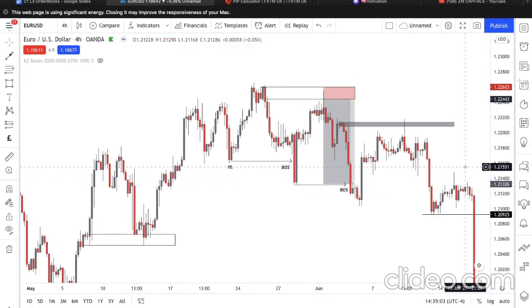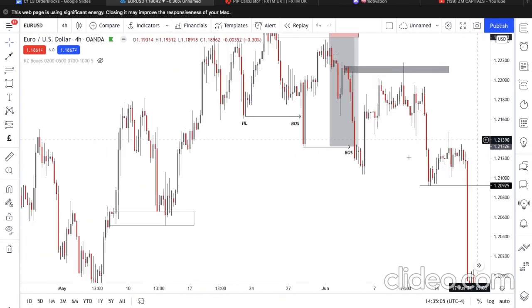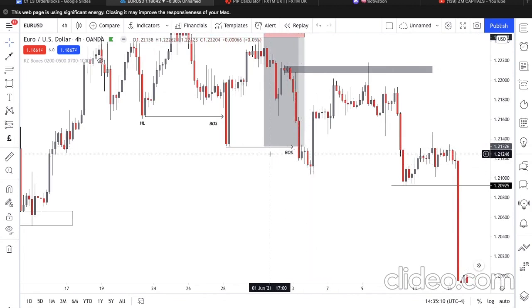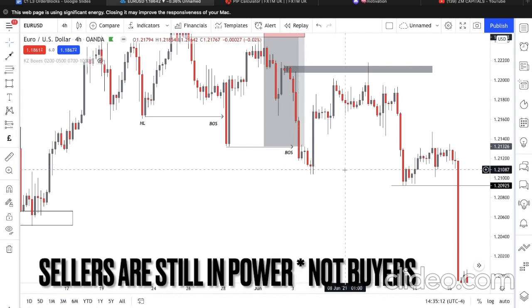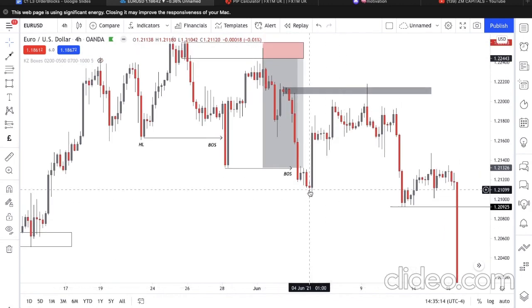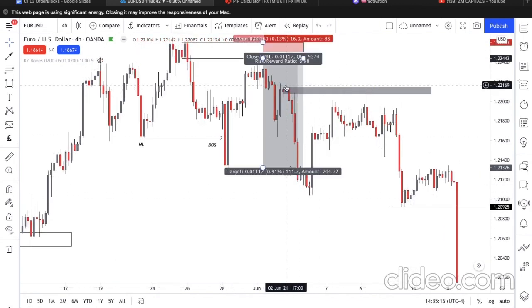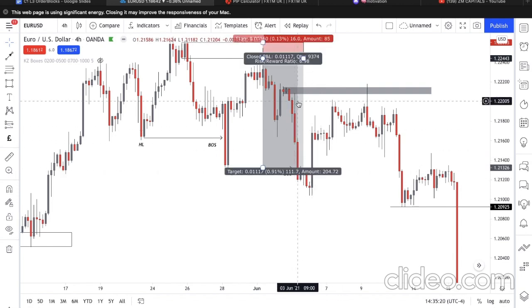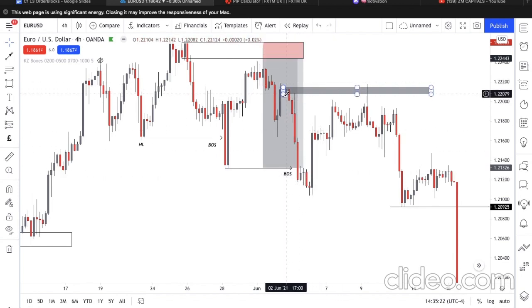Now, trade number 2. Once we got that another break of structure, which shows a continuation in trend, yeah, shows that the buyers are still in power. Once we got that break of structure, we look for the last buy candle before that rapid move, which again broke structure. And as we can see here, we identify this candle over here.